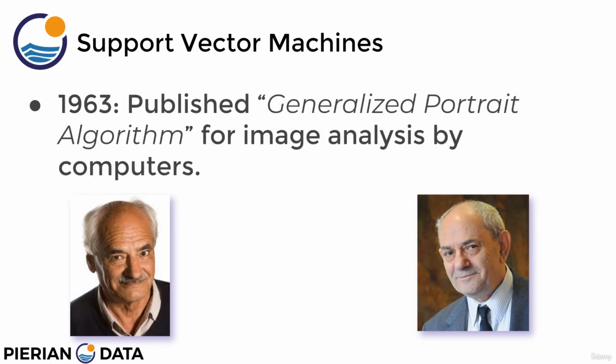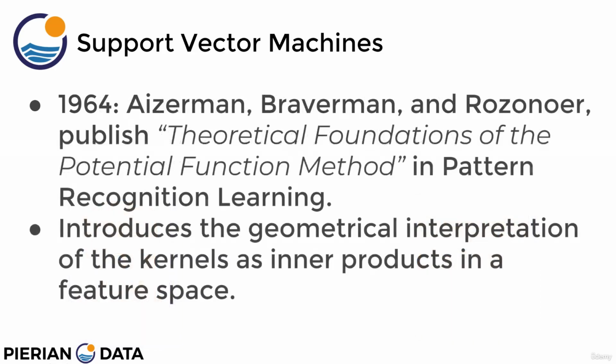And it really starts in 1963 when they published their article known as Generalized Portrait Algorithm for Image Analysis by Computers. And this is where they begin to lay out the groundwork of how you could use the support vector machine algorithm to perform image analysis, such as recognizing the digit shown in an image.